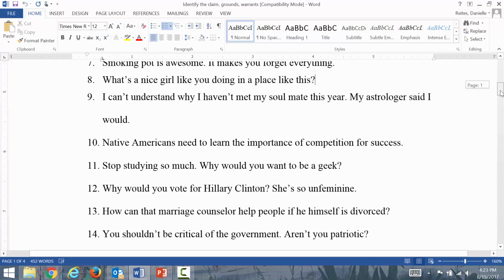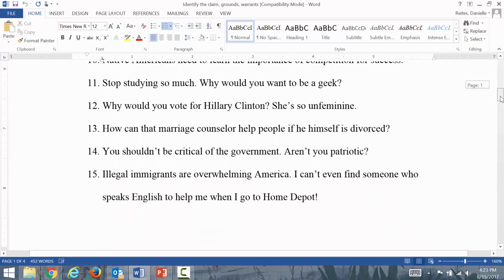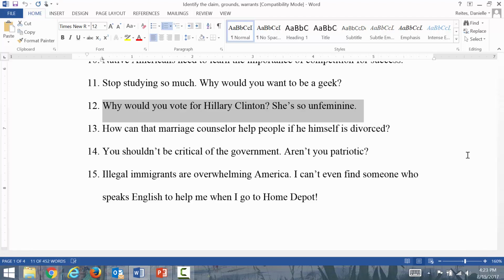Let's see. I like this. I feel bad. This is my mom. She makes it into a lot of these little snippets here. "Why would you vote for Hillary Clinton? She's so unfeminine." So what's the claim there? I mean, you could say the claim is that she's so unfeminine, but I think the real claim is that you shouldn't vote for Hillary Clinton, and that's implied, right? A lot of people ask us questions, but there's an implied argument in their question. And then the support that they give us is she's so unfeminine.